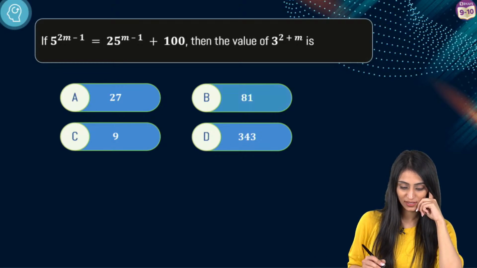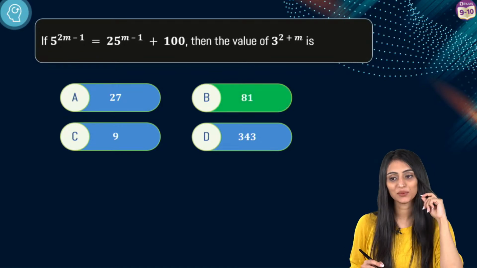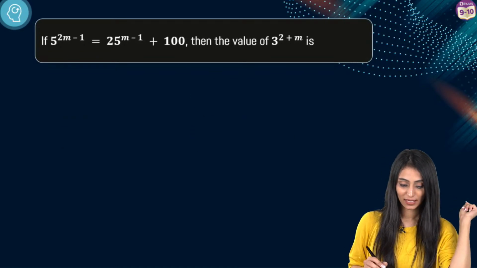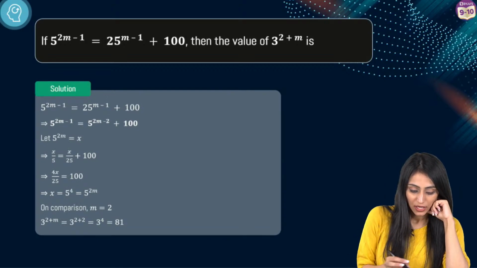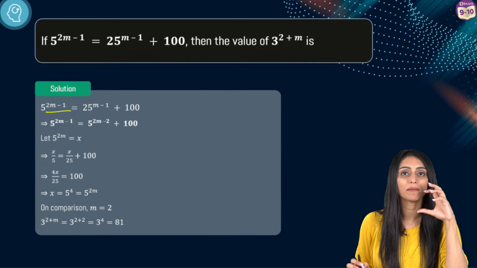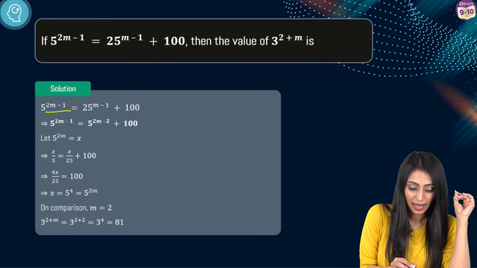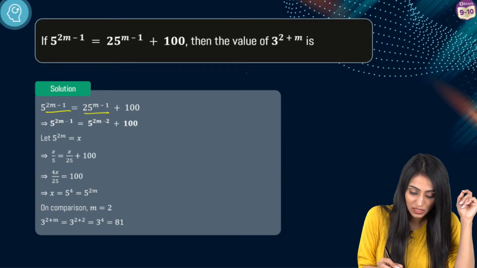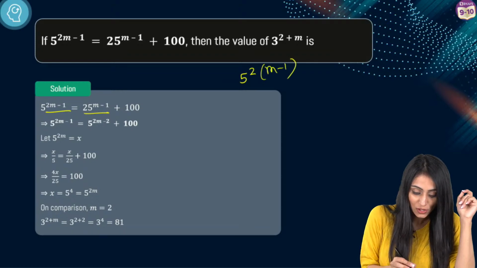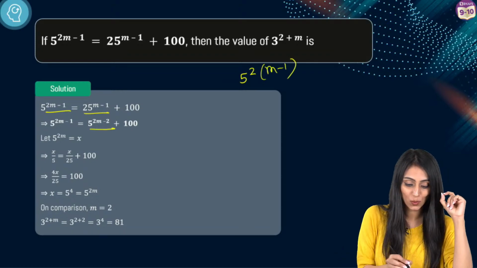All right, let's check the answer. Yes, absolutely right. This is 81. Now let's quickly take a look at the solution. So what we can do here is, I can write this 5 to the power 2m minus 1 as it is, and I'm trying to write this in terms of 5 also. So 25 is nothing but 5 square, right? And everything in the power will remain the same. This becomes 5 to the power 2m minus 2, and this is 100.